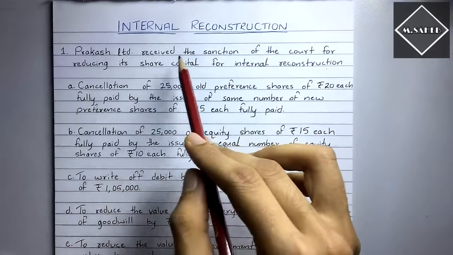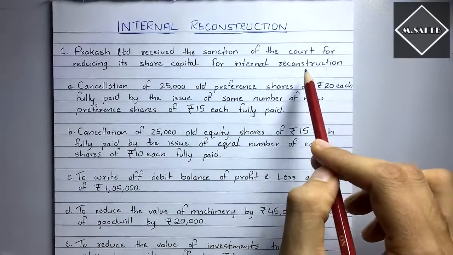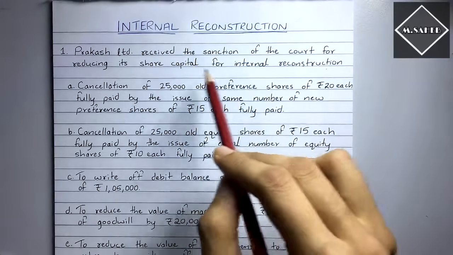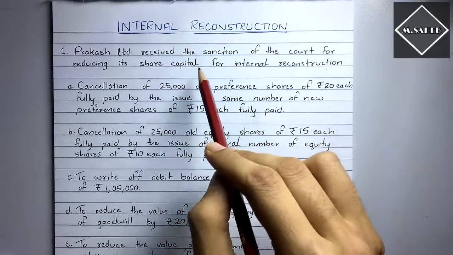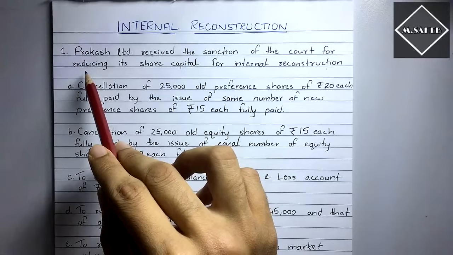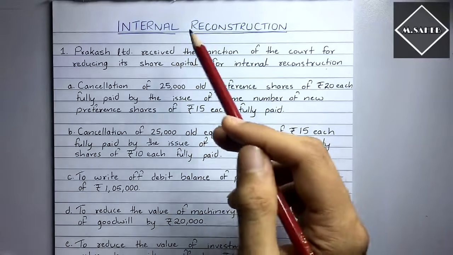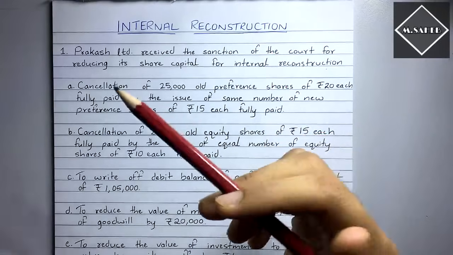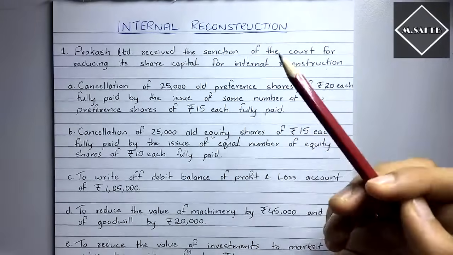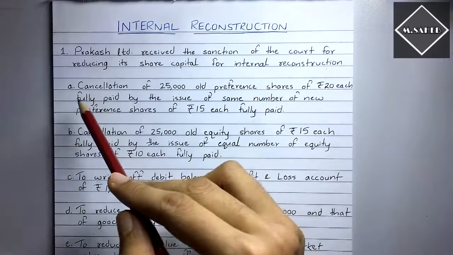Prakash Limited received the sanction of the court for reducing its share capital for internal reconstruction. So from this sentence you can come to know that the court gave them permission to do internal reconstruction, and here they have said reducing its share capital, right? That's one of the methods of internal reconstruction, reduction of share capital, and the court has given permission to reduce their share capital.